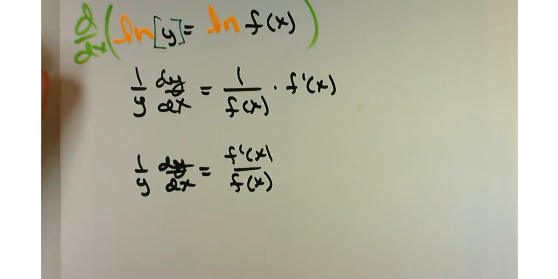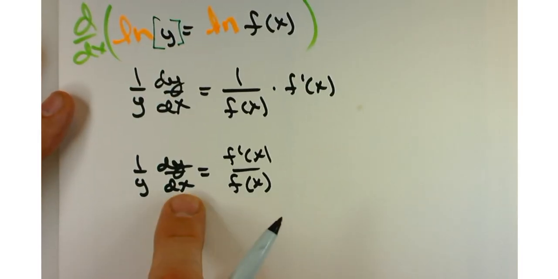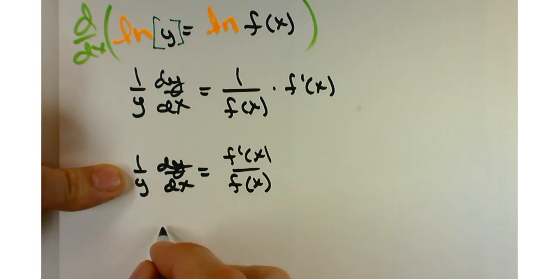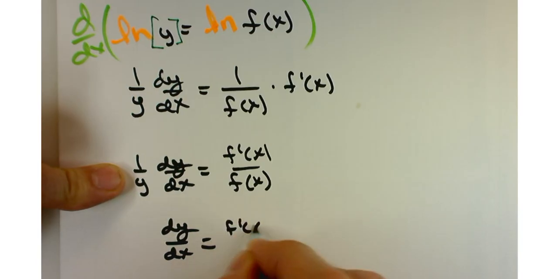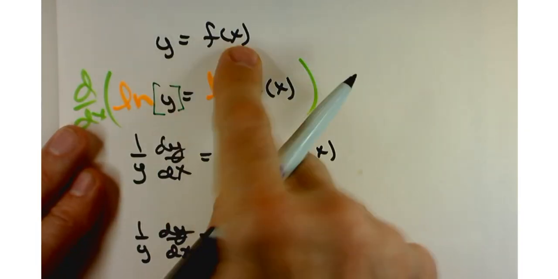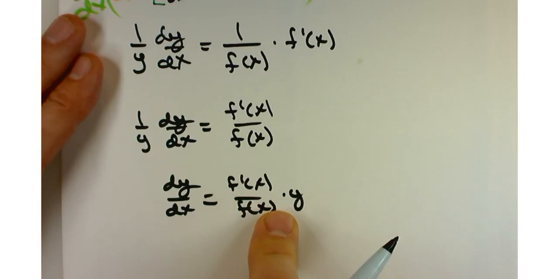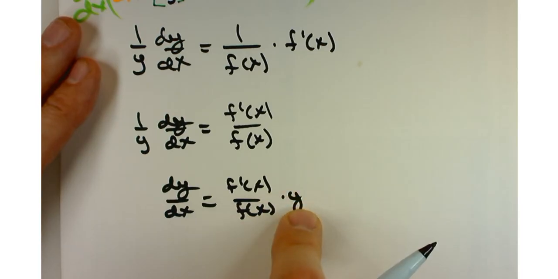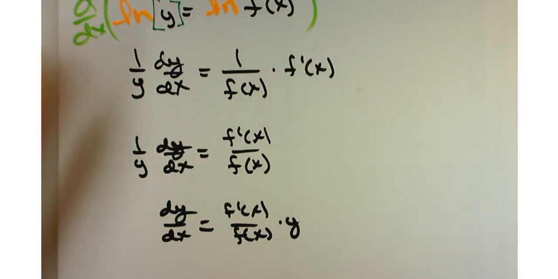Now I'm pretty close to what I wanted. I wanted to get dy by dx. So what I'll do is multiply both sides by the reciprocal of this. In other words, I'll multiply both sides by y. dy by dx equals f prime of x over f of x times y. And you know what y is because you started out with y. And yes, in this formulation, it looks like you're going to get some cancellation. That's fine, you do. But what we'll do when we're doing these problems in practice is replace y by whatever function we started out with.